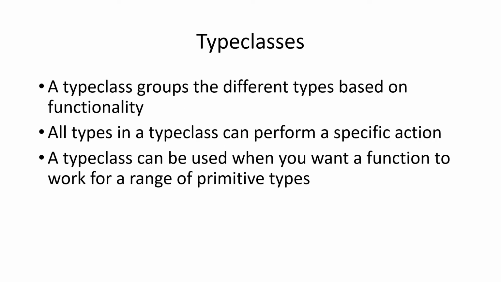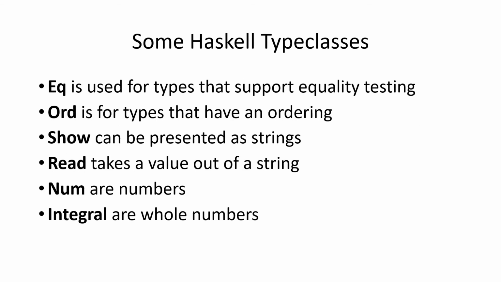In addition to specific data types, there are type class groups, which are groups of data types. All the types in a type class group are similar in some manner. And so instead of specifying a primitive data type like an int or a double, you can specify a number. Here's some of the Haskell type classes.